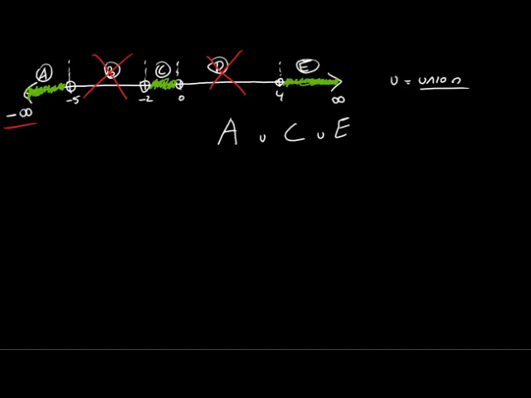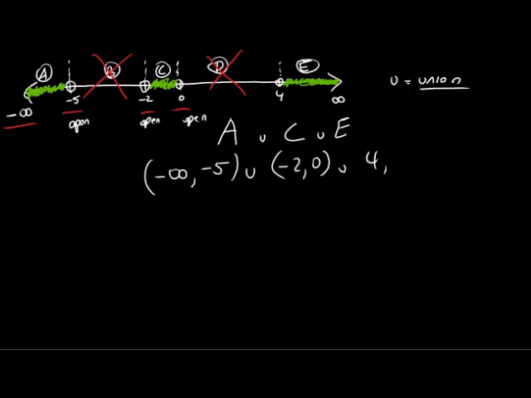Piece A starts at -infinity and ends at -5. So we'll write -infinity, comma, -5. Infinity will always have a parentheses, and because the -5 is open, it also has a parentheses. We'll say union and now move on to region C. Region C starts at -2 and ends at 0. So we'll say -2, comma 0, and again put parentheses around them because both of them are open. Then we'll say union region E, which goes from 4 to infinity. Again, the 4 is open, so we'll have a parentheses. And infinity always has a parentheses.